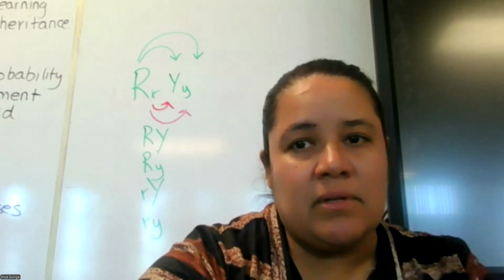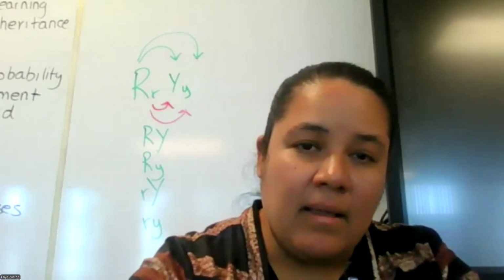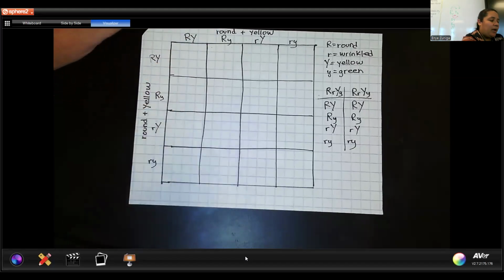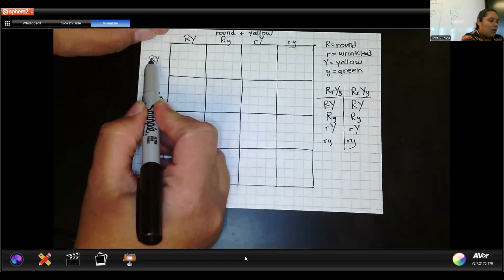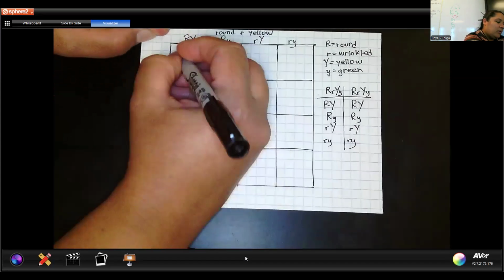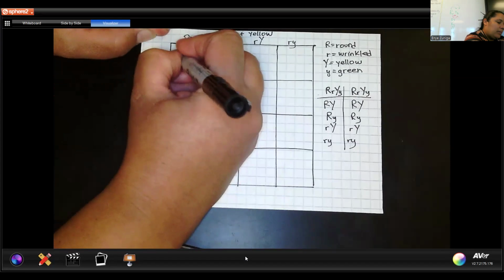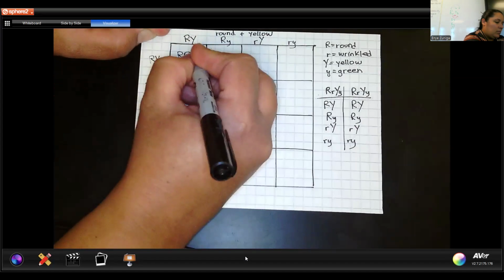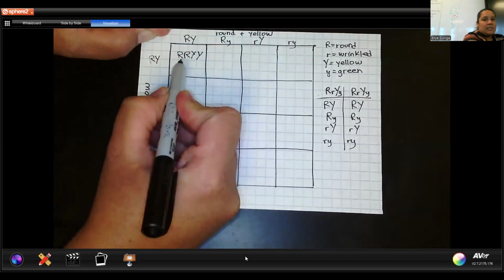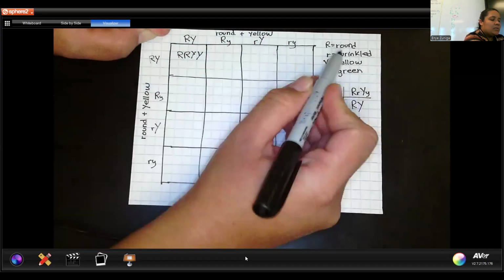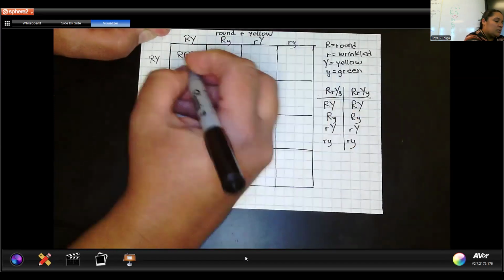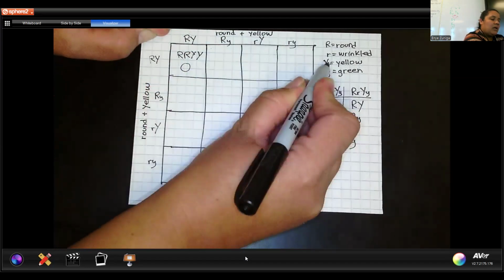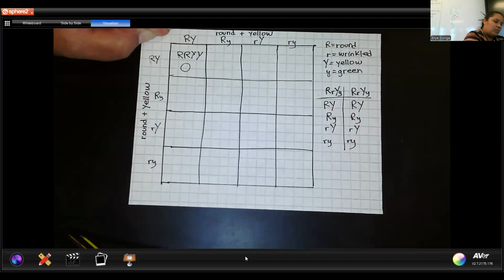Oh, here it is. Here's the document camera. Okay, so here's what I have. Parent 1 donates a capital R, and capital Y, capital Y. So as long as it has one capital R, it's going to be a round seed. This one is. And as long as it has one capital Y, it's going to be a yellow seed. So this one is yellow.